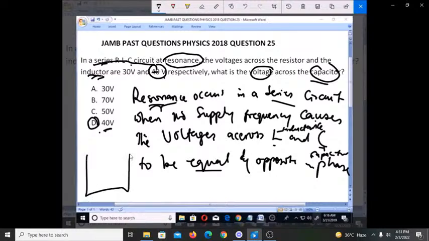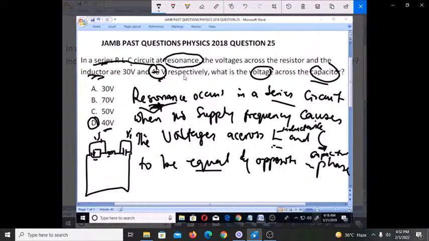So this is the kind of circuit that we're talking about. You have the capacitor. It's in series with the resistor, and this is the capacitor. This is the resistor. This is the inductor. So the voltage in the inductor, if it is V1, then the voltage in the capacitor is going to be V1 too. So in this case, we say that there is resonance. Resonance occurs when the supply frequency causes the voltage across both the inductor and the capacitor to be equal. And in this case, it is 40, and that is the answer.